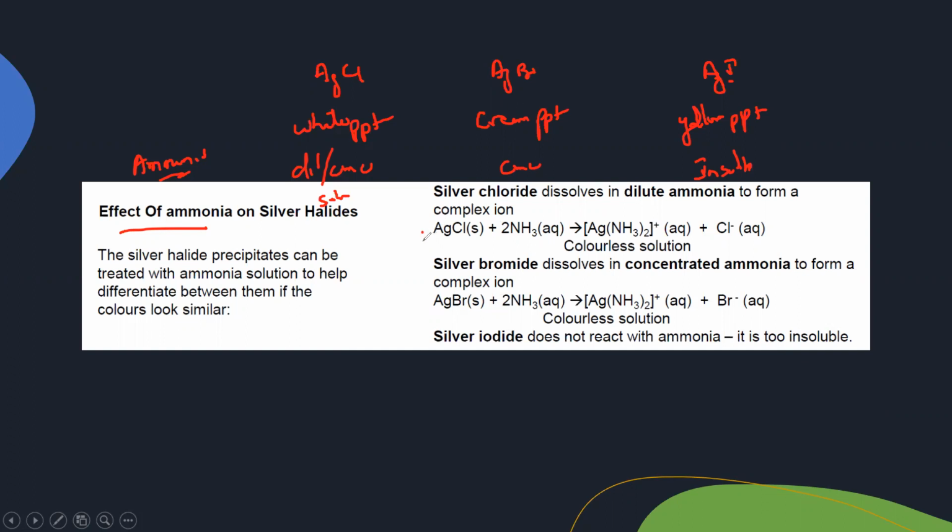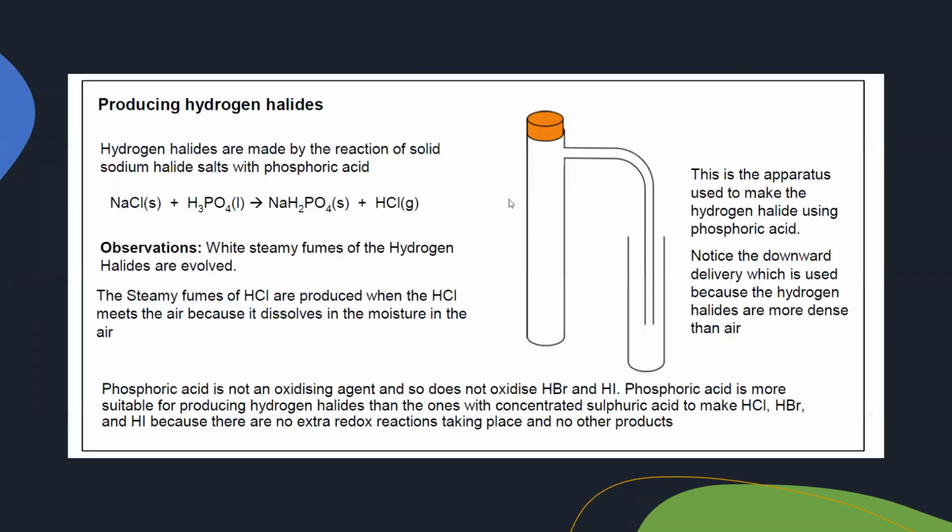You don't have to learn these equations. This is in A2, and it is known as a complex equation. You just have to remember the observation that if we add dilute or concentrated ammonia solution, the precipitate will dissolve for silver chloride, in concentrated only silver bromide will dissolve, and silver iodide remains insoluble, it does not dissolve. So this is the confirmation test, or CT, for this reaction.